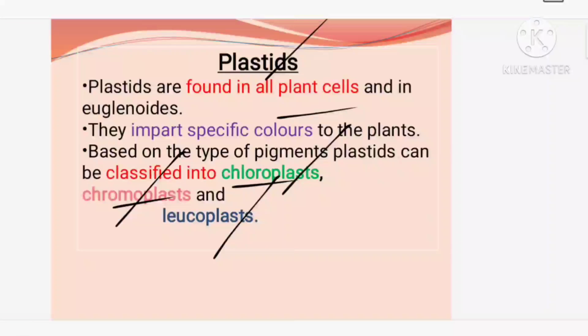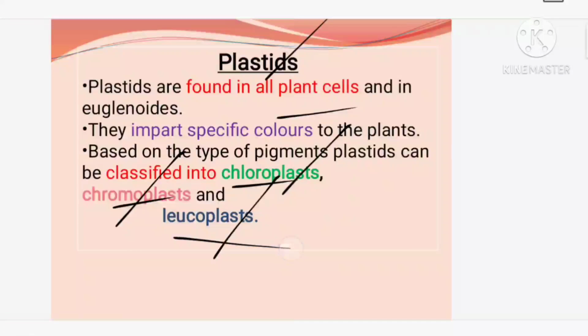So other than green, the other colors are represented by whom? This chromoplast, which has different pigments like xanthophyll, carotenoid, fucoxanthin, like that you have learned a lot, right? So that is your chromoplast. Next, moving on is your leucoplast.